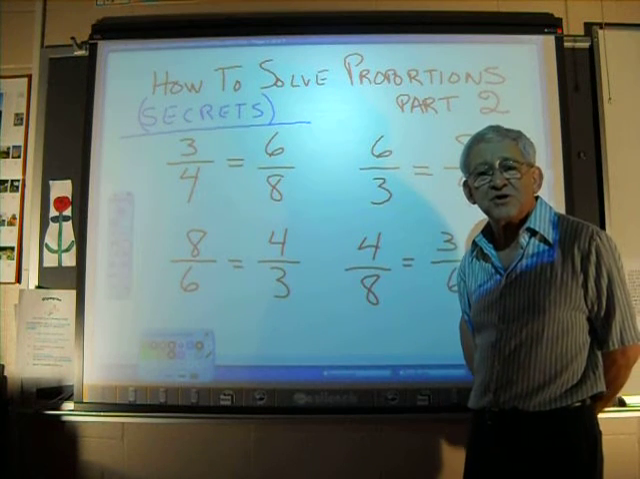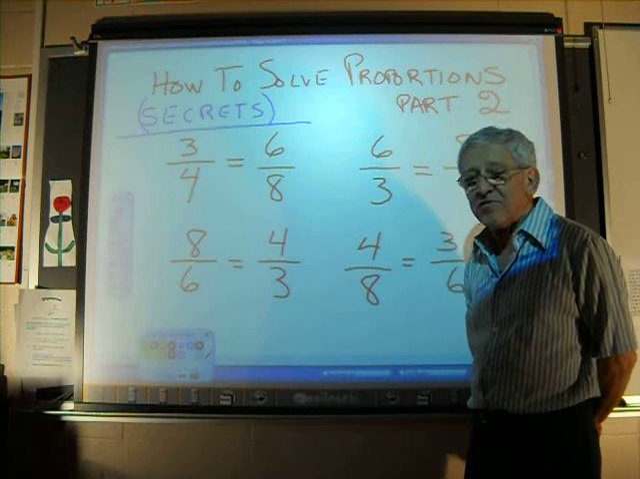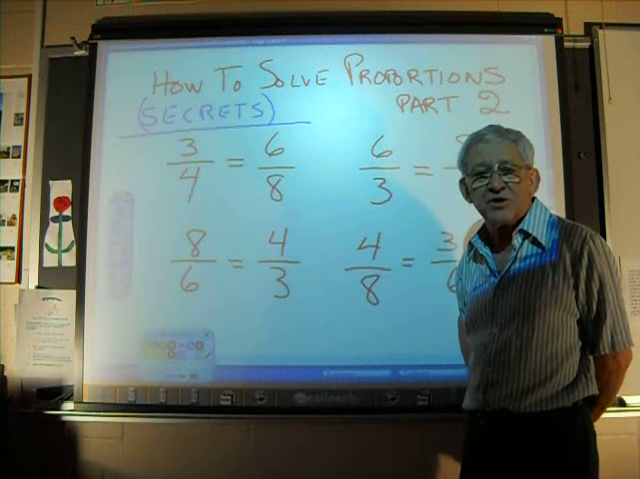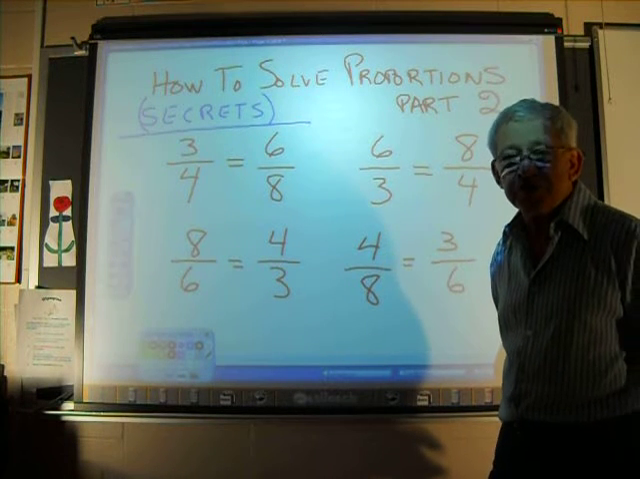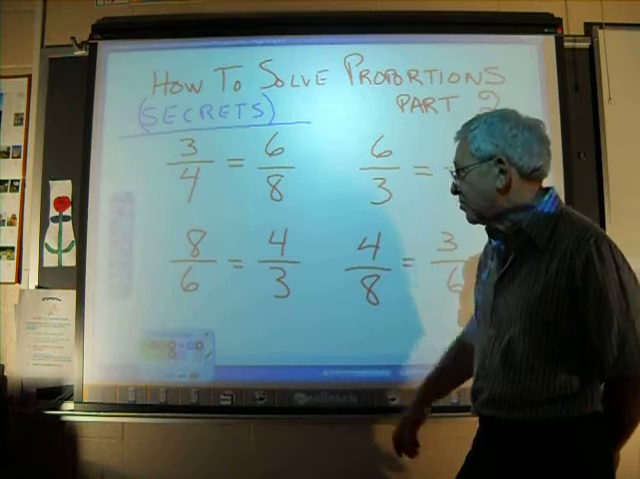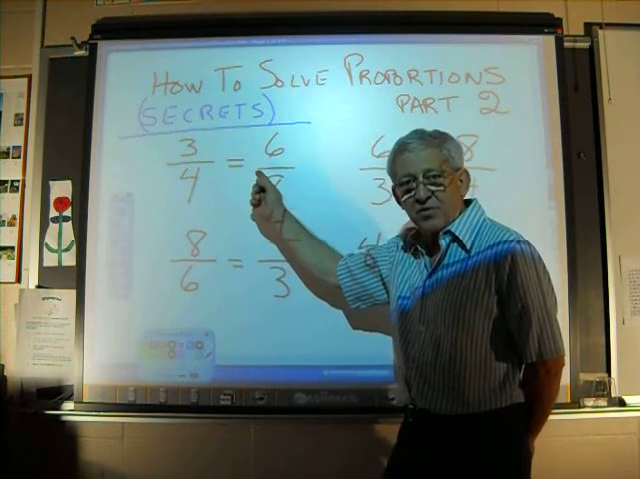I'm going to show you some of the secrets of solving proportions. Now, here we have four proportions that are all the same proportion. If I cross multiply, I'm going to get the same answer to every single one of them. 3 times 8 is 24, 4 times 6 is 24.